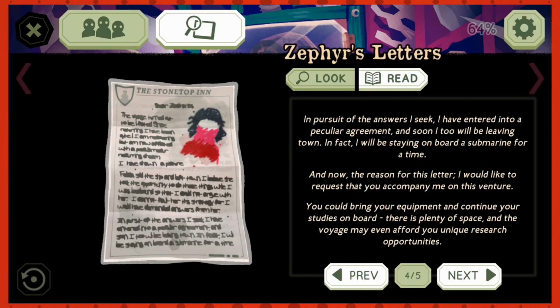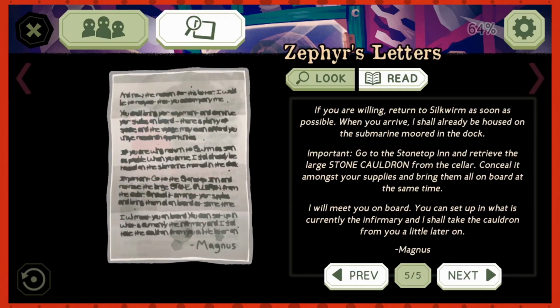And now, the reason for this letter. I would like to request that you accompany me on this venture. You could bring your equipment and continue your studies on board. There's plenty of space, and the voyage may even afford you unique research opportunities. If you're willing, return to Silkworm as soon as possible. When you arrive, I shall already be housed in the submarine moored in the dock. Important. Go to the Stone Top Inn and retrieve the large stone cauldron from the cellar. Conceal it amongst your supplies and bring them all aboard at the same time. I will meet you on board. You can set up in what is currently the infirmary, and I shall take the cauldron from you a little later on.